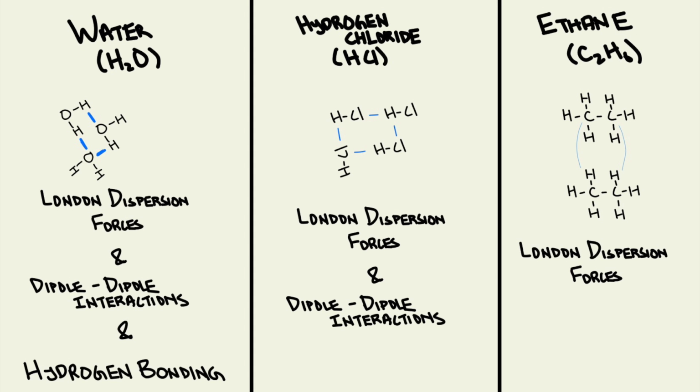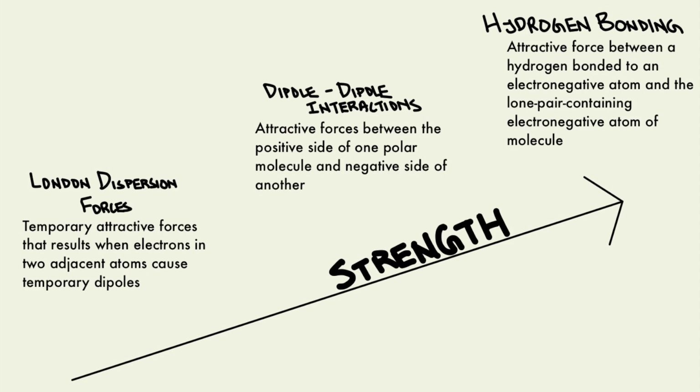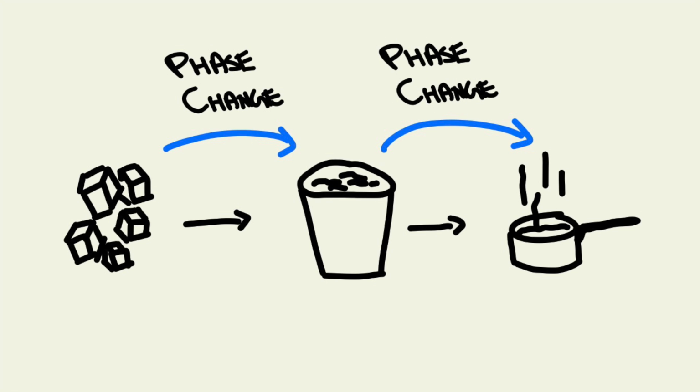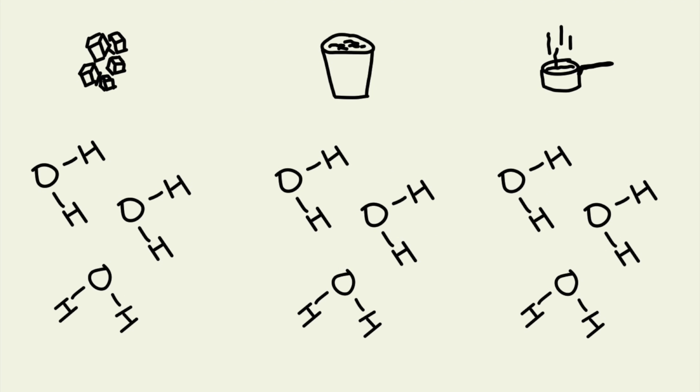Even stronger are hydrogen bonds, which are a specific type of dipole-dipole interaction that occurs in water. Hydrogen bonds are attractive forces between a hydrogen bonded to an electronegative atom and the lone pair containing electronegative atom of another molecule. When water is boiling and turning into steam, it is changing phases from liquid to gas. On a molecular level, the intermolecular forces between the water molecules are decreasing.